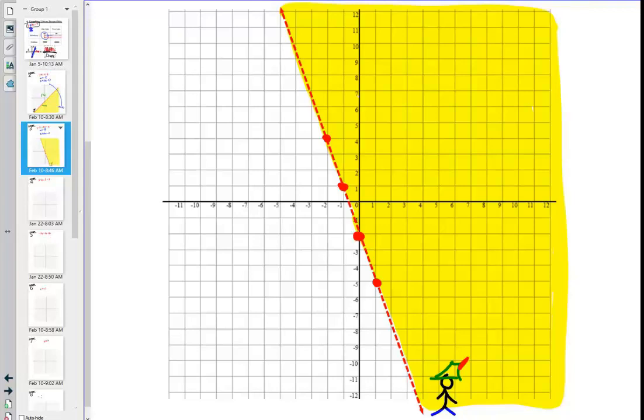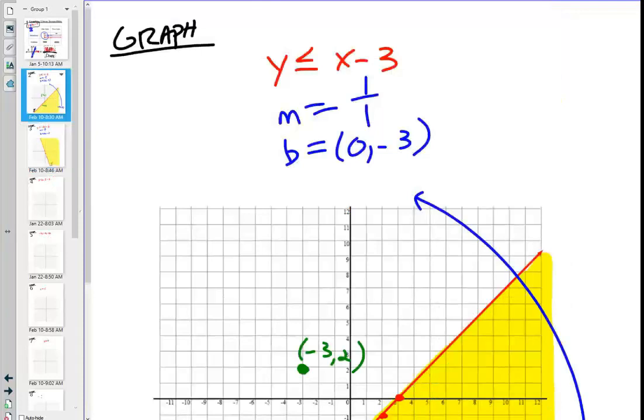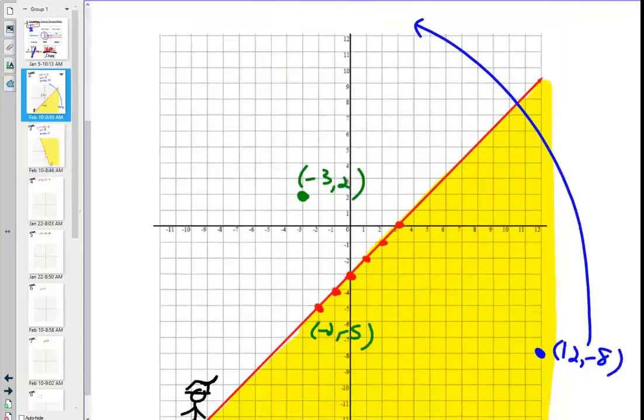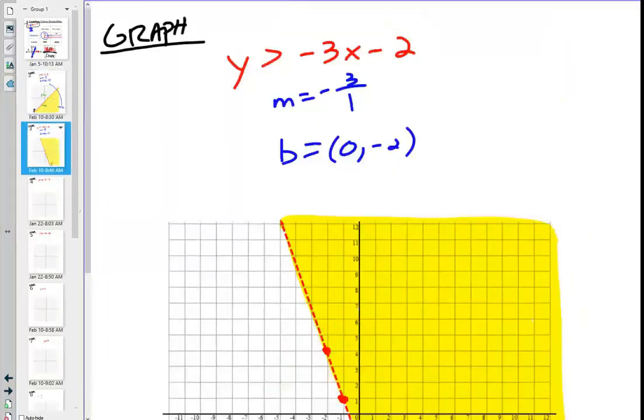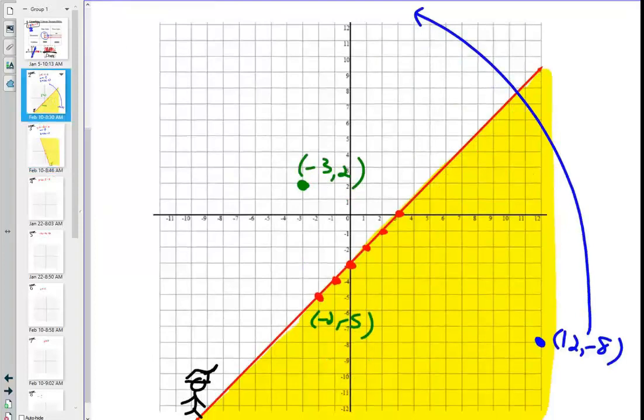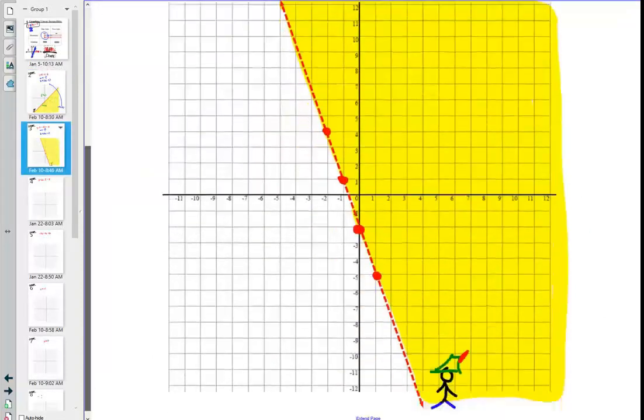Andrew? There we go. Very good. That's the bigger difference. One is solid. One is broken. Solid boundary, part of shading. If you shade the boundary, that's considered part of the yellow. Broken boundary is considered to be part of the white. So if I were to pick a point here like 1, -5, it is not part of the solution because it's part of a broken boundary. Yeah.